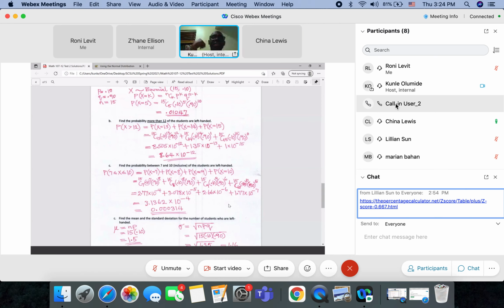Wait. Could you say that one more time? You said you wrote probability of x greater than 12 equals probability of x less than or equal to 12? No. So probability of x greater than 12 cannot be equal to probability of x less than or equal to 12. No, that's not true.